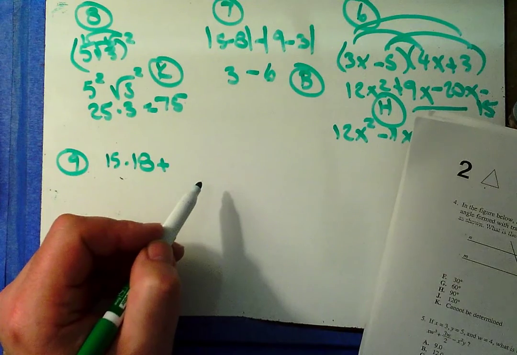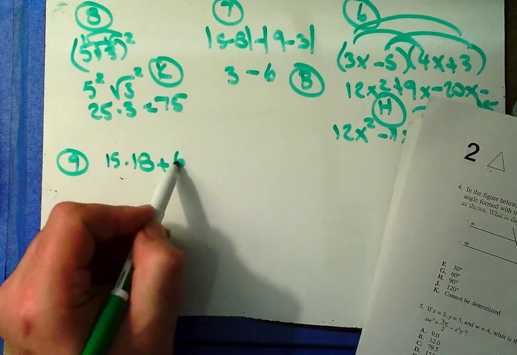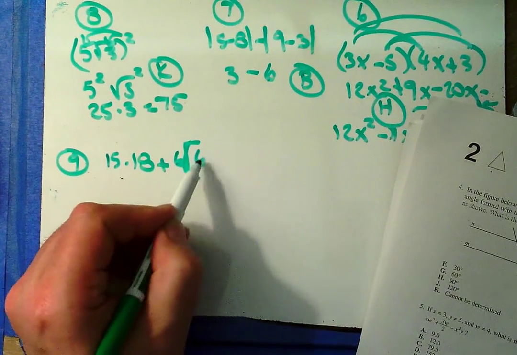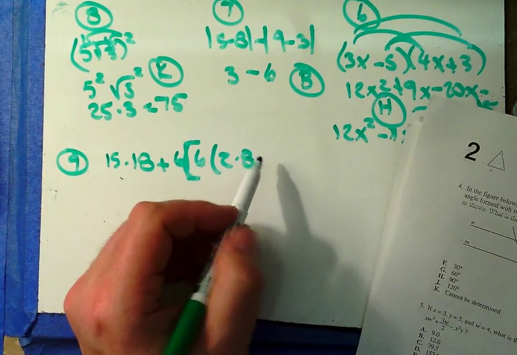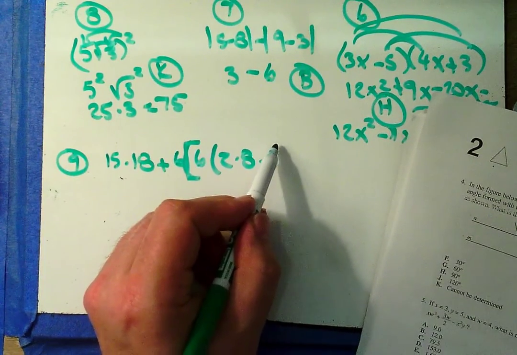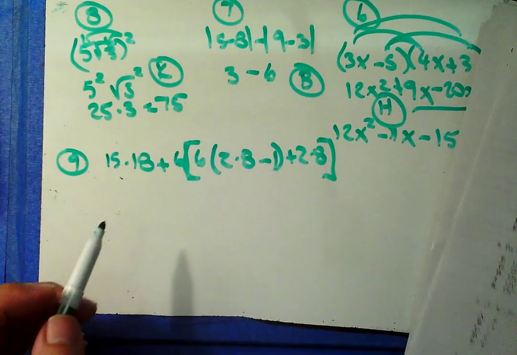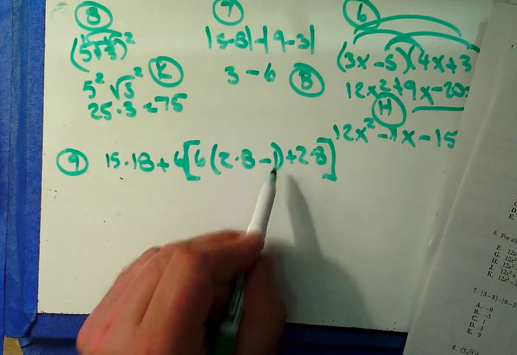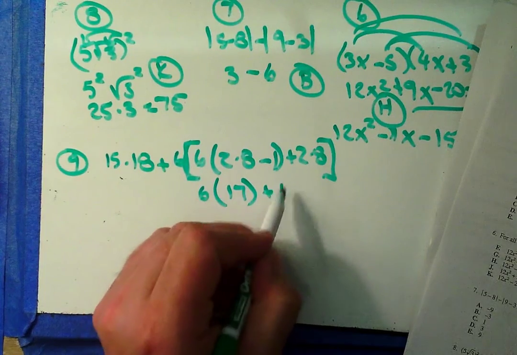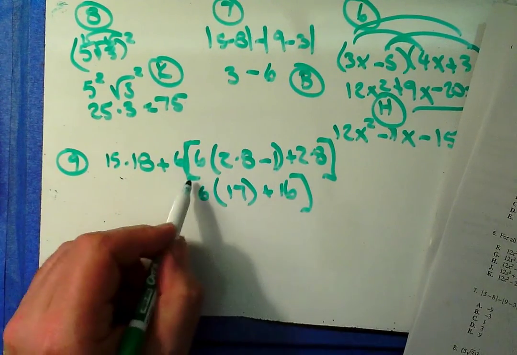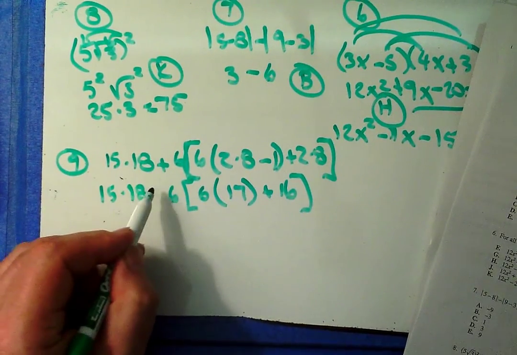W is the width of the stairway, Z is the length of the stairway, and those are 6 feet each, so we've got 6 times [6 times 2. N is the number of stairs, which is 8, minus 1, close parentheses, plus 2 times 8, close bracket]. All right, let's start in here. We've got 16 minus 1 is 17. So 6 times 17 plus 16. And all that will be multiplied by 6, and then we still have our 15 times 18 here.